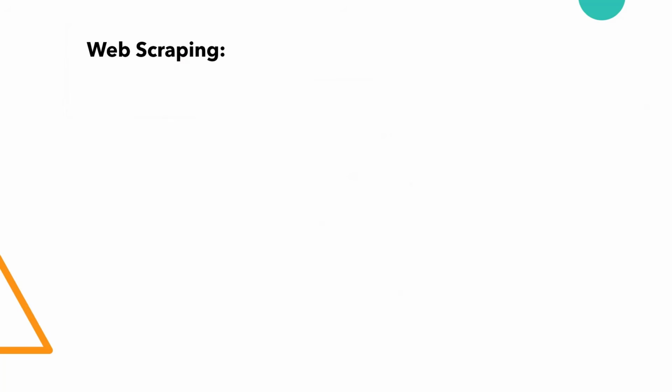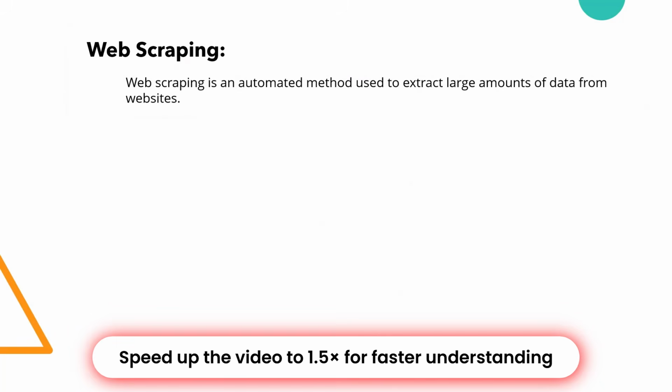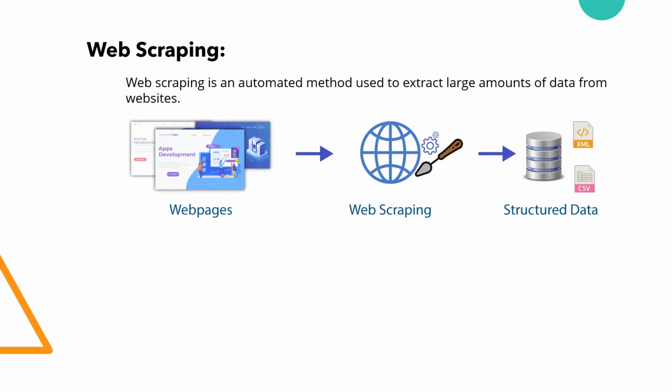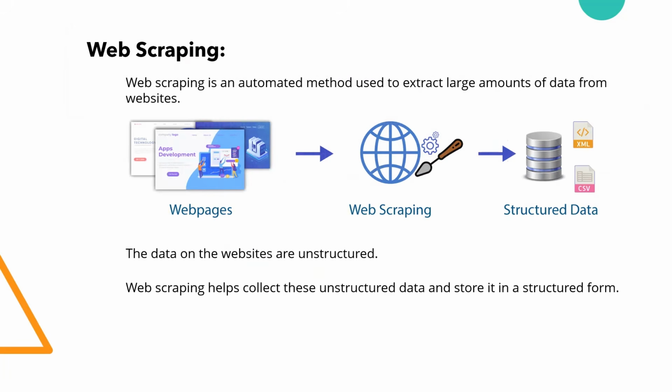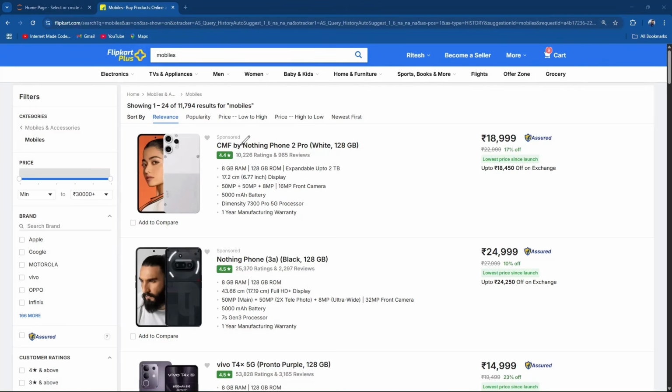So let's understand what exactly web scraping is. Web scraping is an automated method used to extract a large amount of data from websites. In this example, we scrape the information from the web page and store it as structured data. Whatever data is available on a web page is in unstructured format. So the conclusion is, web scraping helps collect this unstructured data and store it in a structured format.